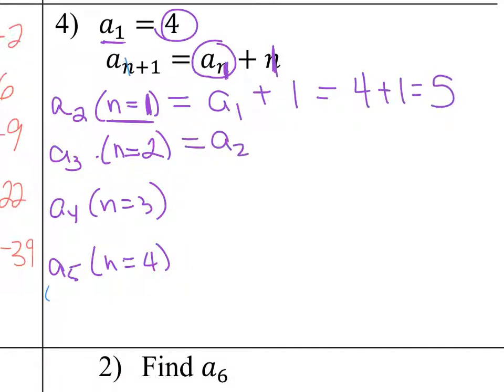This one would be a sub 2 plus 2. So the second one, the one right before it, 4 plus 2 is 6, and so on. So it's not 4, 5 plus 2.